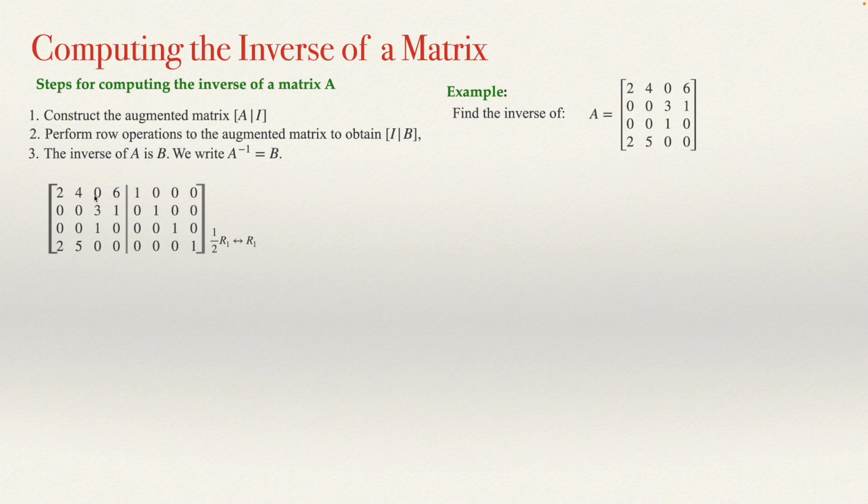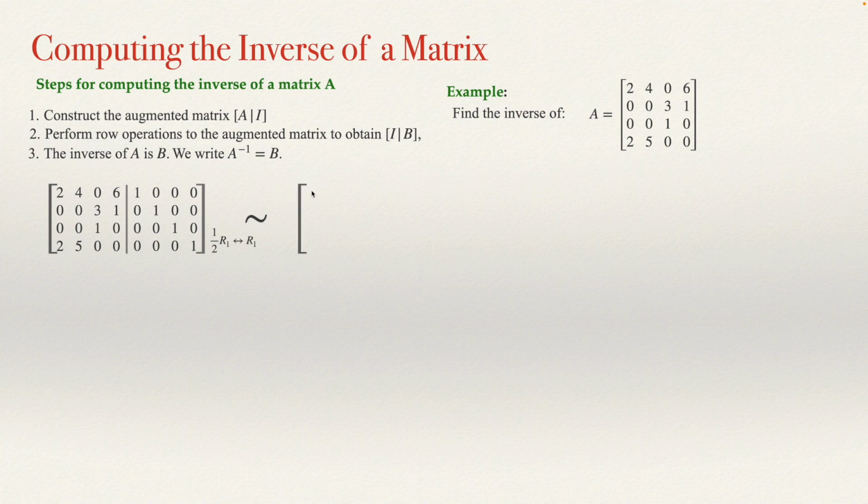This operation needs to be done in the whole augmented matrix, so you are going to make the same operations in the matrix A and in the identity. Let's do it. When you multiply by 1/2, this 2 will be 1. This 4 will be 2, because dividing by 2 is the same as multiplying by 1/2. This 6 will be 3. This 0 remains 0. So this will be row equivalent to this matrix.